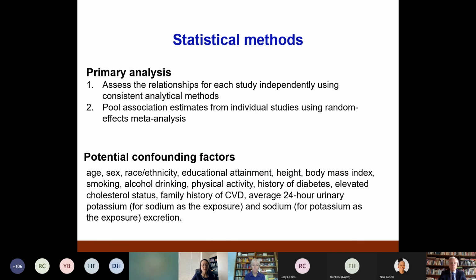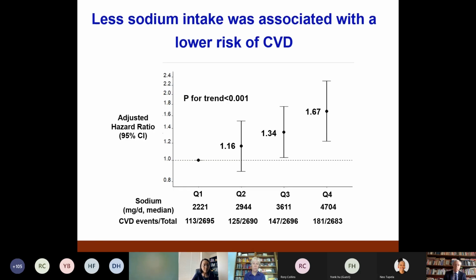And this slide shows our statistical method. In our primary analysis, we assessed the association in individual studies separately using consistent methods, and then we pooled the association estimates using random effects meta-analysis. And we also adjusted for the potential confounding factors listed on this slide. Due to time limit, we will not go into further details of the methods, but I'm happy to discuss this afterwards. Now we will go straight to the key findings.